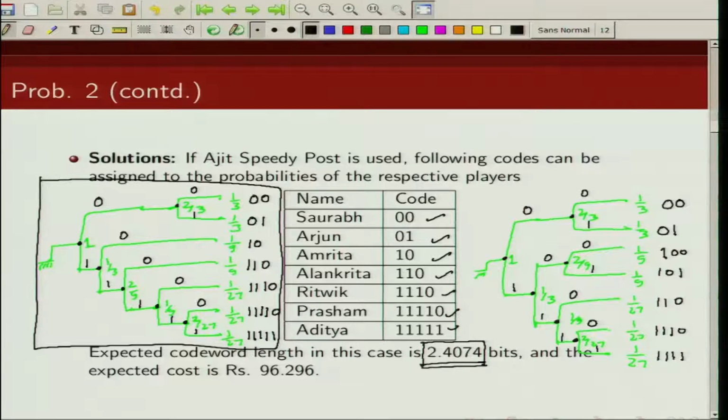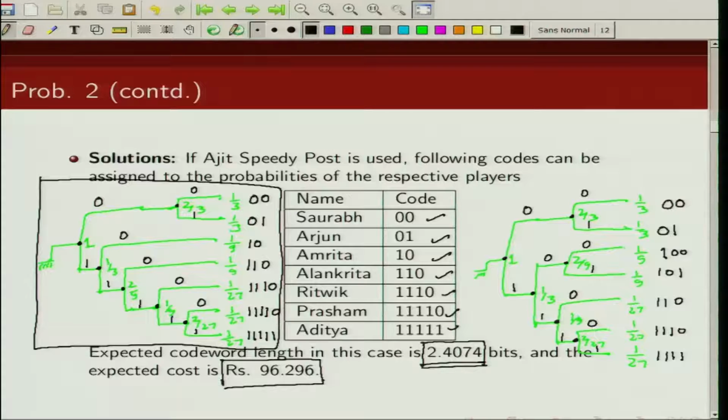Now what was the cost of Ajit Speedy Post? It was 40 rupees per binary bit. So if you multiply it by 40, we are going to get the expected cost if we use Ajit Speedy Post. So the cost involved if Vipul uses Ajit Speedy Post is 96.3 rupees.